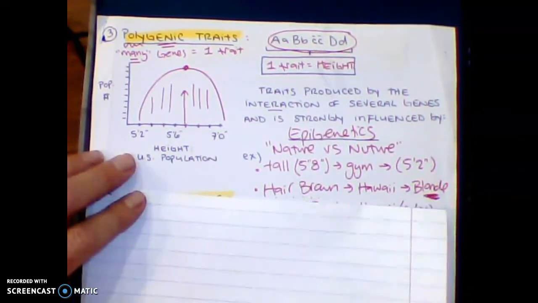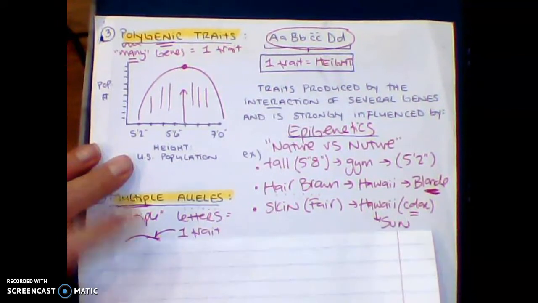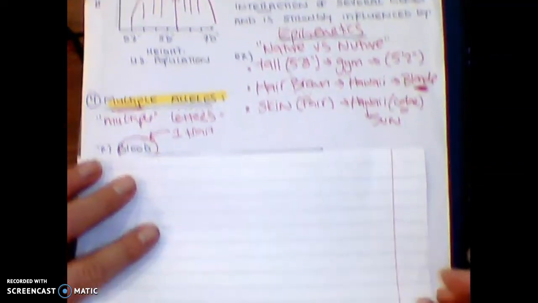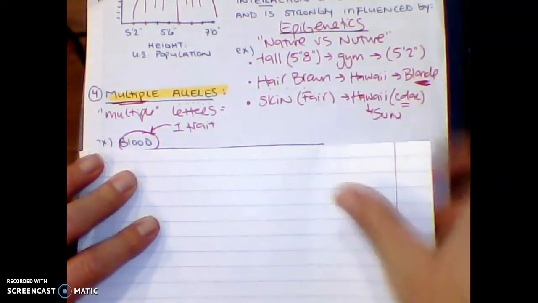or nature versus nurture. Okay, last one we're going to talk about here is called multiple alleles. All right, so multiple alleles simply means multiple, many, alleles, letters. So we have many different letters or options for this one trait. All right, and the trait we're going to talk about today is blood.